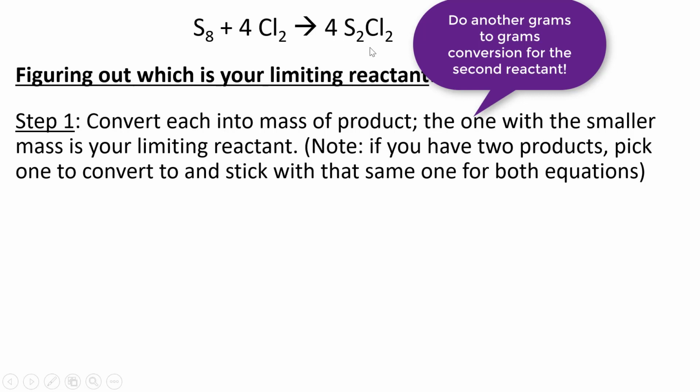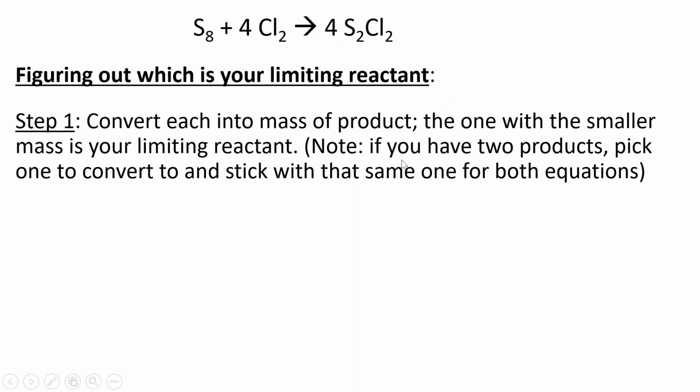And I put a little note here, because you're going to come across some equations where you have more than one product. So you say you had this S2Cl2 plus something else, maybe H2O or whatever it is. So if you have two products, pick one of them to convert to. Stick with that one for both of your equations, because you're going to be doing two equations here. I have to convert this S8 into mass of a product, and then I have to convert this Cl2 into mass of the product. So pick the exact same product for both of those math problems.